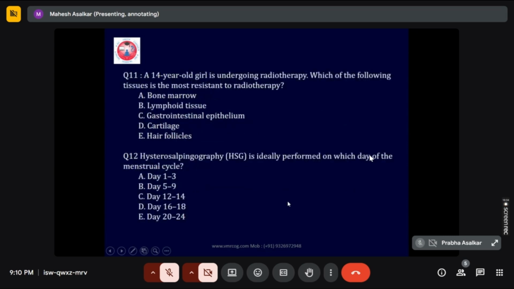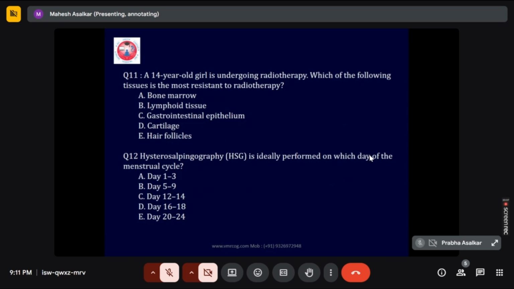Next, Dr. Amrita. Question 11. A 14-year-old girl is undergoing radiotherapy. Which of the following tissues is the most resistant to radiotherapy? A. Bone marrow. B. Lymphoid tissue. C. Gastrointestinal epithelium. D. Cartilage. E. Hair follicles. So cartilage, D. Actually, those who have a high mitotic rate will be sensitive. Those who have a low mitotic rate will be less sensitive.